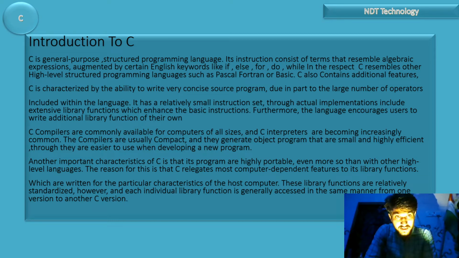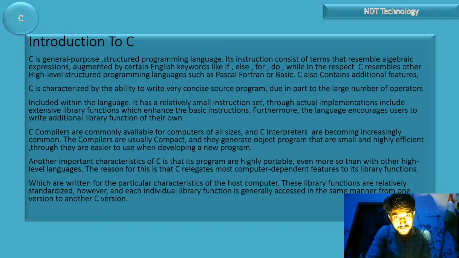C is characterized by the ability to write very concise source programs. It's called source code. Code, you can easily say, is coding. You have heard about so many people coding. They are programmers. They get much more appreciation compared to coders. Coders and programmers are the same, but the level of coding and programming matters, right? This is part of a large number of operators. So these concepts make a C program.